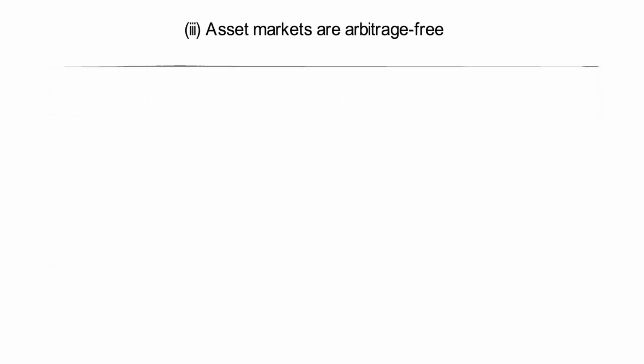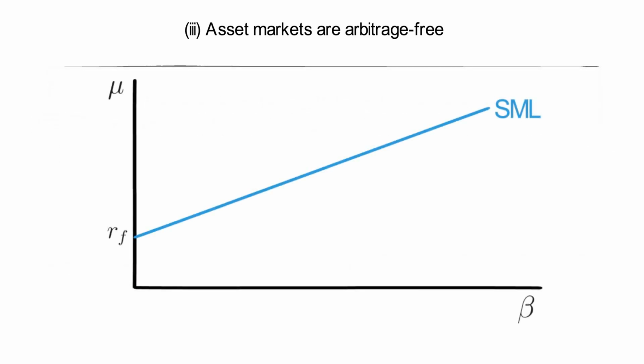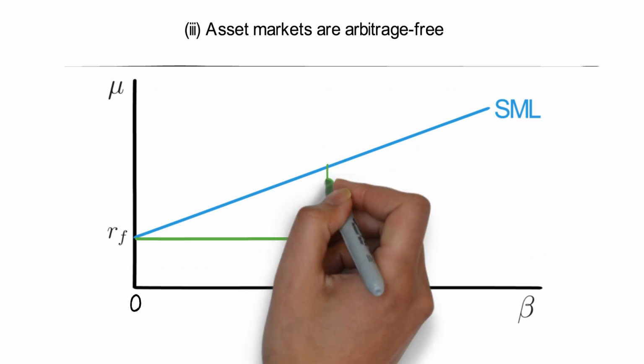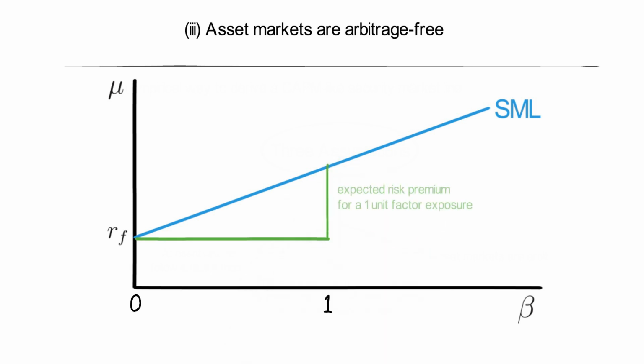And that insight just coincides with a security market line for well-diversified portfolios. So notice in the graph, we plot the factor sensitivity on the x-axis and the expected portfolio return on the y-axis. A portfolio with a 0 beta pays the risk-free rate. The slope of that security market line coincides with the expected risk premium of the systematic risk factor.